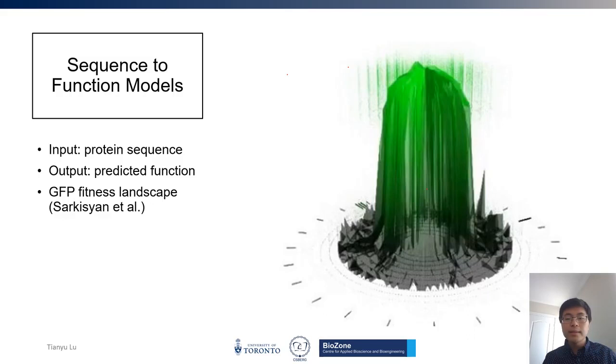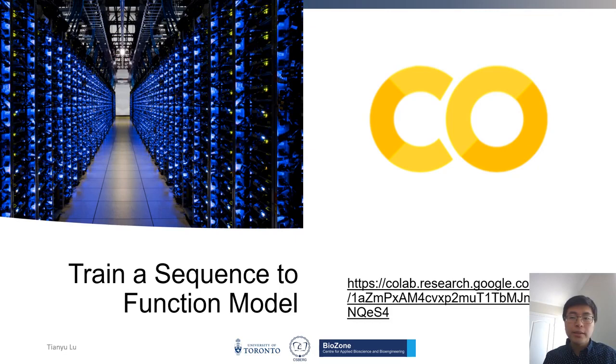Then the idea of a sequence to function model is to fit this landscape, where you have protein sequence and you predict protein function. If you want to look at the code in training a GFP sequence to function model, you can go to this link here. It's essentially a Google Colab notebook on training an entire sequence to function model, from parsing the data from an Excel file to assessing the model performance. So I encourage you to try this out.